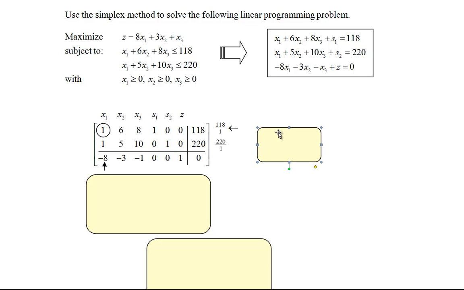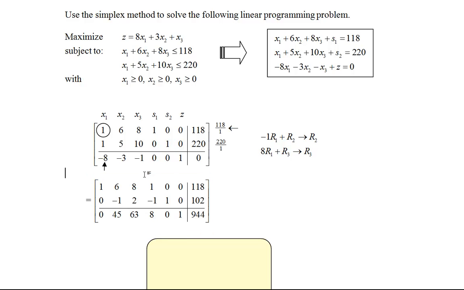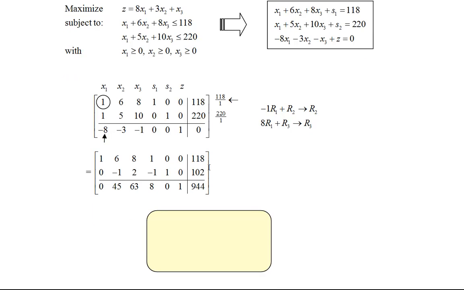So pause me. Since I already have a 1 there, I just need to use that to get rid of these, and hopefully you've got that. Now apply that to this matrix and see if you've got the following. Since the bottom row is greater than or equal to 0, this is it. We are done with this problem. We just have to answer it.